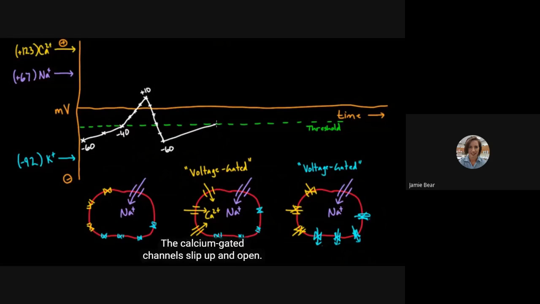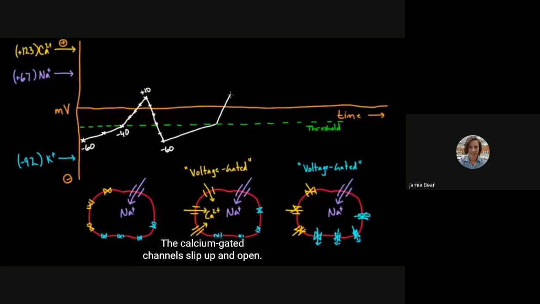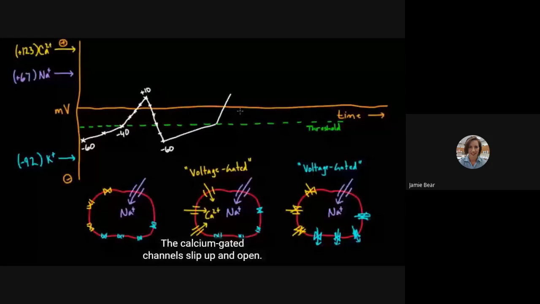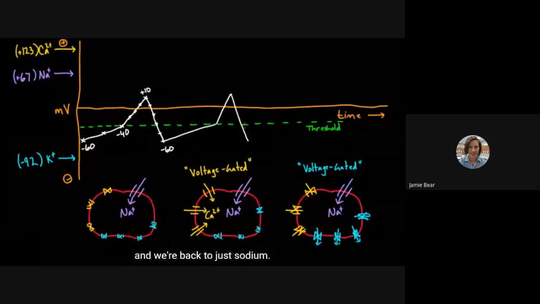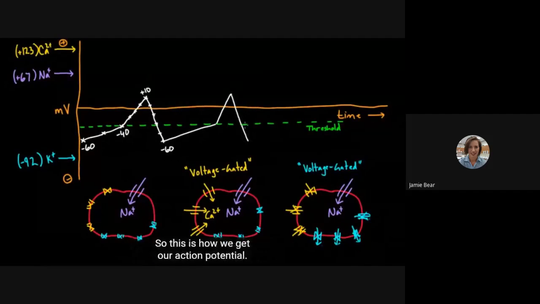The calcium gated channels flip up and open. Then they close and the potassium gated channels open. And they close and we're back to just sodium. So this is how we get our action potential. This is how it forms. And you can see that I didn't talk about any other cells. This is a cell doing it all by itself.